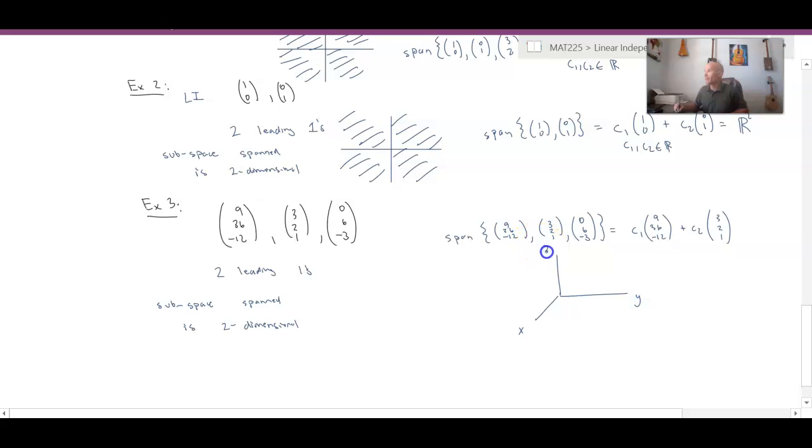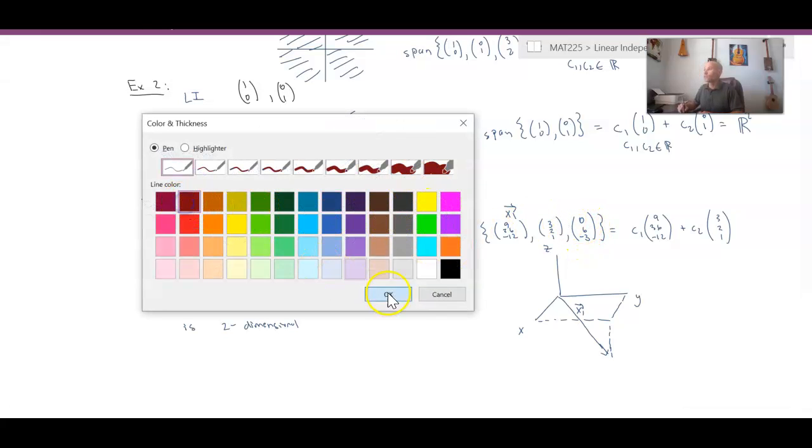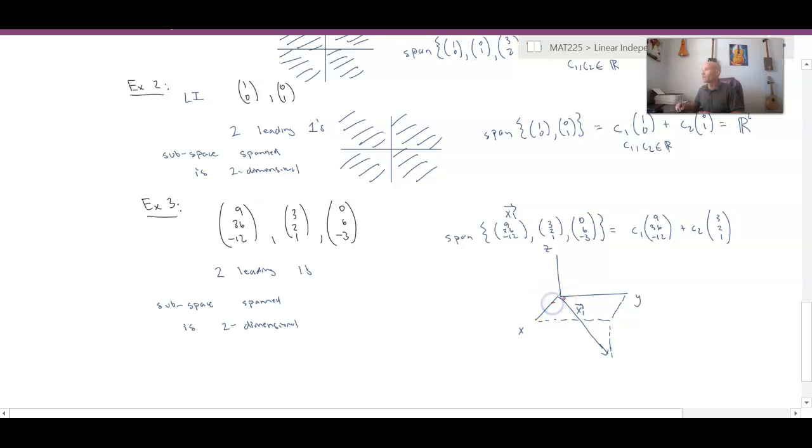Well, if I draw x, y, and z, 9, 36, negative 12. We can imagine that to be 9 units in the x direction. Let's just say that's 9 units. And then 36 units in the y direction. Let's say that that's 36 units. And then negative 12 units, well, that's going to be somewhere down here. So imagine that to be one of my vectors, 9, 36, negative 12. I'll denote that x1. Okay, now 3, 2, 1 is another vector. And 3, 2, 1 is 3 units this way, 2 units this way, and then 1 unit up.